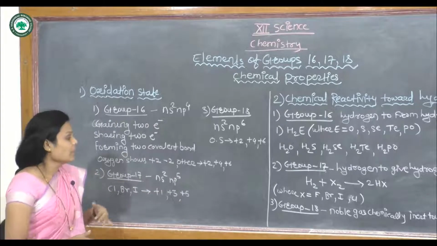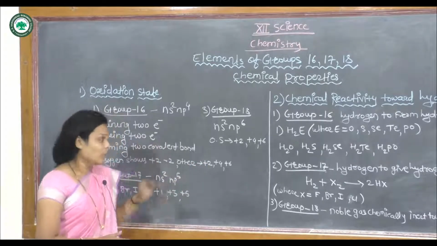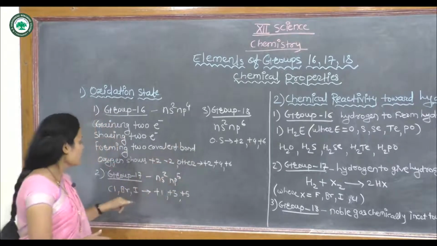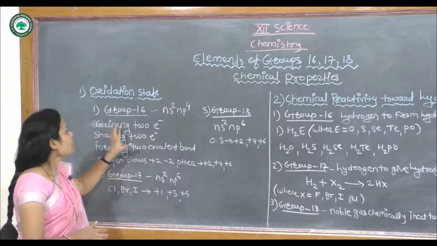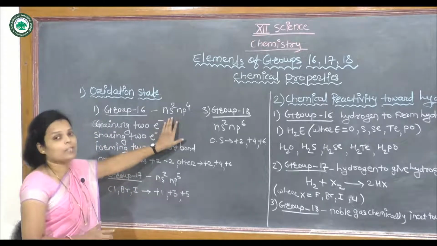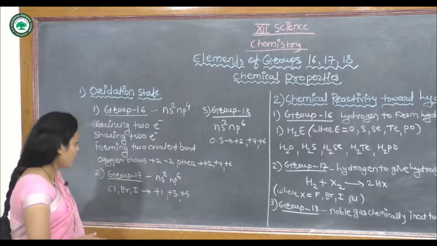The other elements, sulfur, selenium, tellurium and polonium, show +2, +4 and +6 oxidation states. This is for the group 16 elements, and it is because the general electronic configuration is ns2np4.